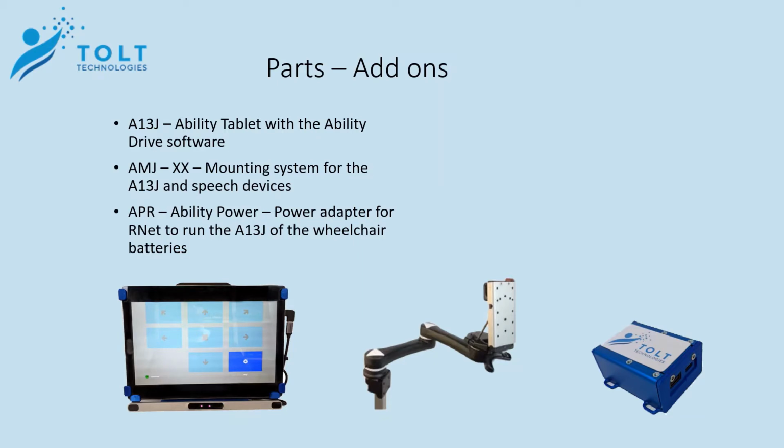What else does Tolt Technologies have to work with Ability Drive? You will always need the ADI and an eye gaze device mounted to the power chair. Our A13J is specially designed to mount to the chair and is a great option for folks who don't have a supported AAC or would like a secondary device. The APR allows the A13J to be charged off the wheelchair's batteries. We also have a mounting system to mount the A13J to the power chair. Let's take a look at how all of these parts work together.